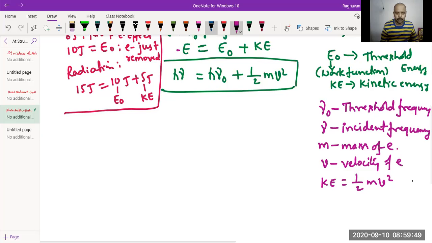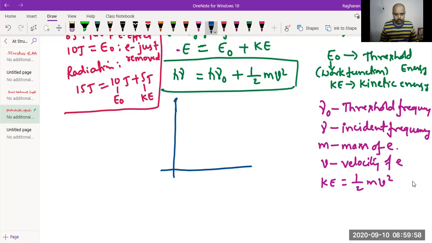Graphically, when you take this up, see, this is the kinetic energy along the y-axis. This is the incident energy of the radiation. A graph will not be obtained from the zero origin. It will not be obtained from here. So a graph will be obtained after a certain frequency. It starts from here. So let's say this point is the threshold energy E naught. So the incident radiation has to have this much energy to remove the electron from the metal surface.